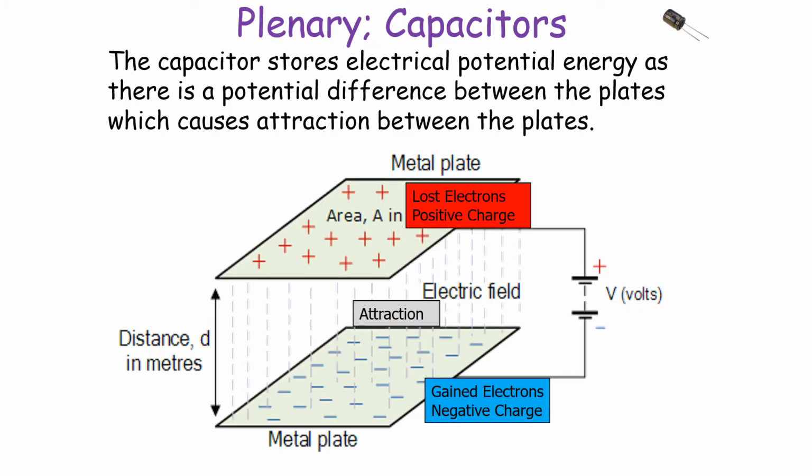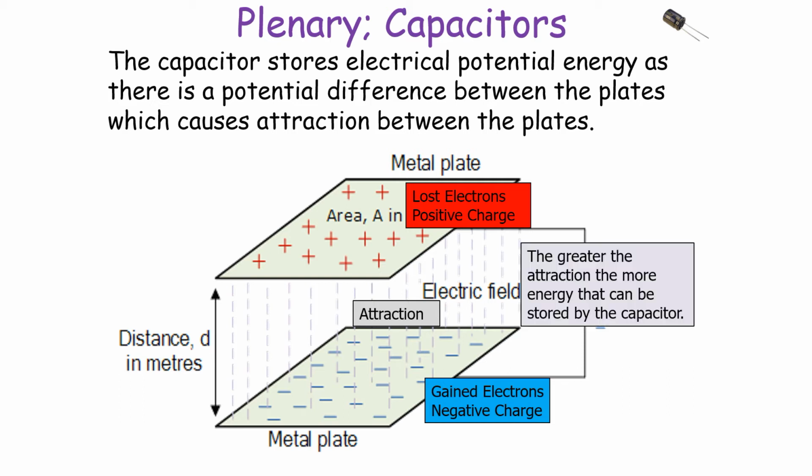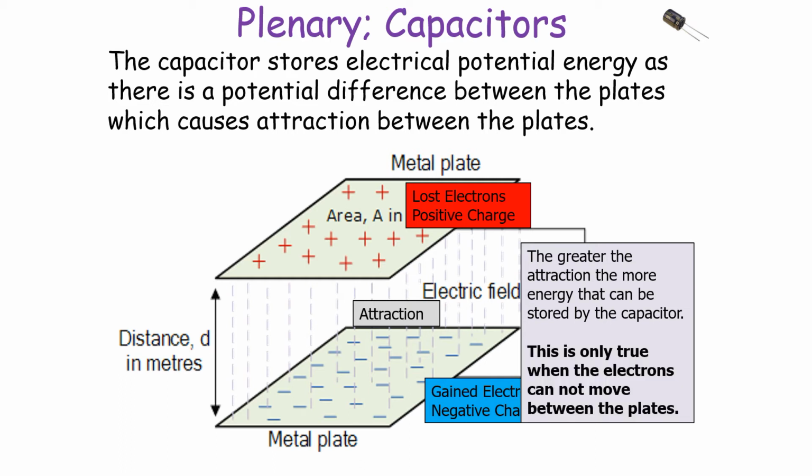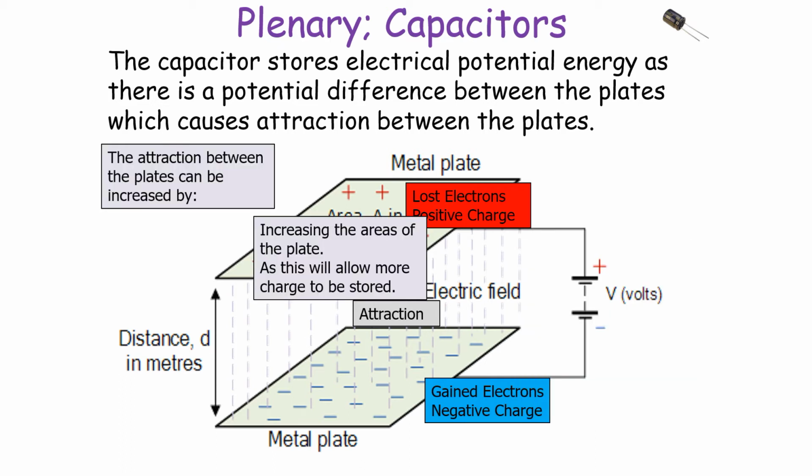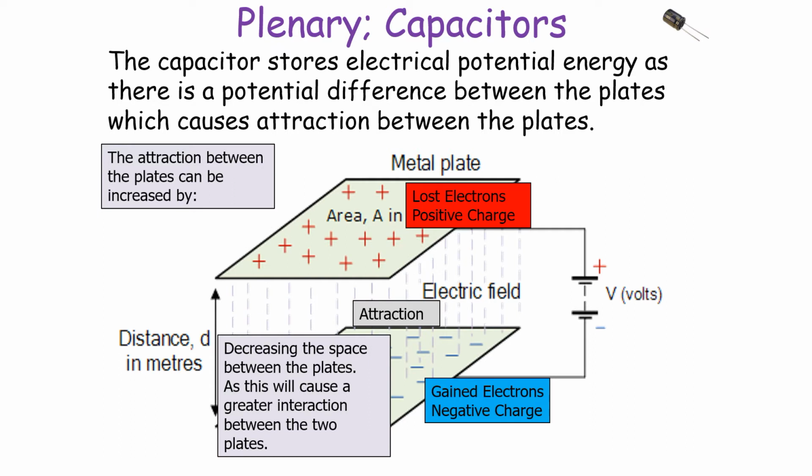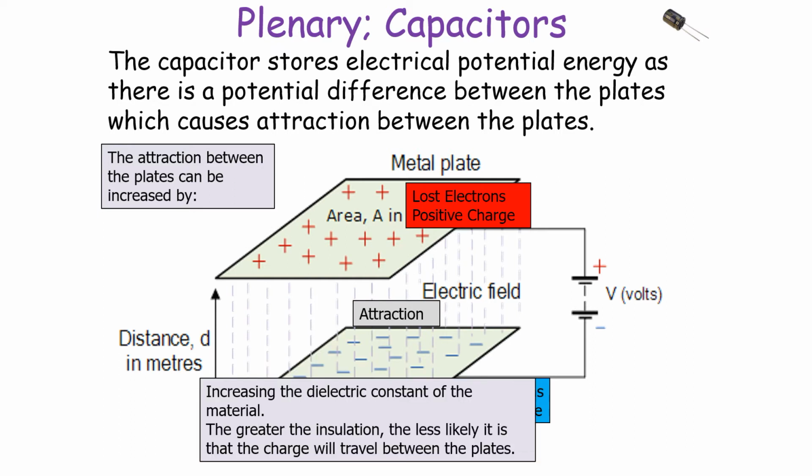So a capacitor stores electrical potential energy as the potential difference between the plates, which causes an attraction between the plates. The greater the attraction, the more energy that can be stored by the capacitor. This is only true when the electrons cannot move between the plates. So you can increase the attraction between the plates by increasing the area of the plates, as this allows more charge to be stored, decreasing the space between the plates, as this allows a greater interaction between the two plates, and increasing the dielectric constant of the material.